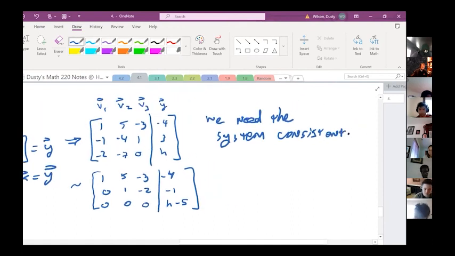So since we need the system consistent, that means we must have h equal to 5. If we were to do this graphically, you'll notice that you only have 2 pivots. Looking ahead, we could span this space with just 2 vectors, or our subspace only has 2 dimensions.